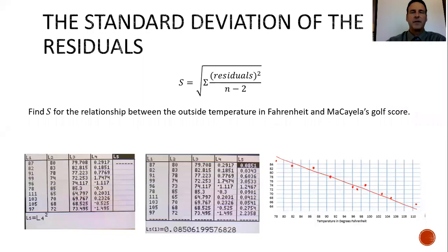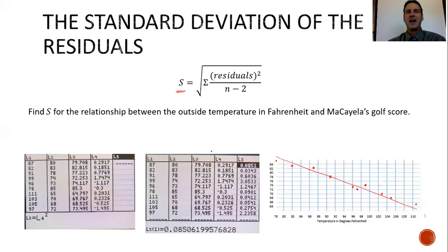Okay, so now we're going to talk about the standard deviation of the residuals, identified with the letter S. Remember, standard deviation is typically how far on average your data values are from the mean. Well, since we're not dealing with means, we're dealing with least squared regression lines, your S is the standard deviation of your residuals. It's how far on average your observed Y values are from your predicted Y values.